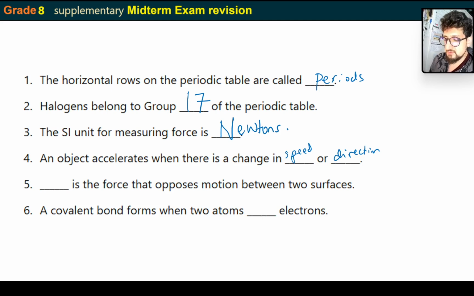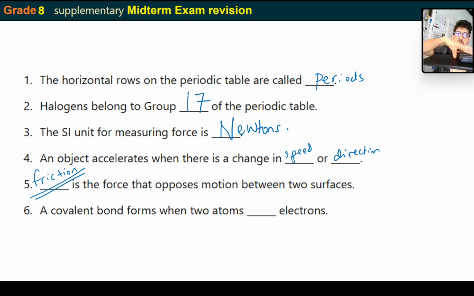Number 5 is the force that opposes motion between two surfaces. So that's friction. Friction is a contact force that exists between surfaces. And what that means, opposes motion between surfaces, is it goes against the motion. So if I'm moving in one direction, let's say for example, here we go. So that's a surface that I have. And if I'm moving the calculator that way, the friction is moving this way. It opposes the direction of the motion.